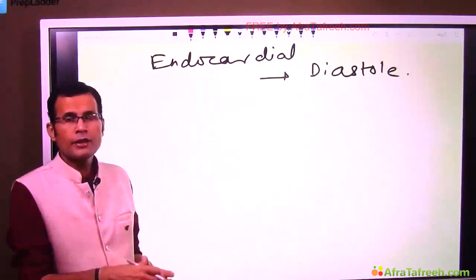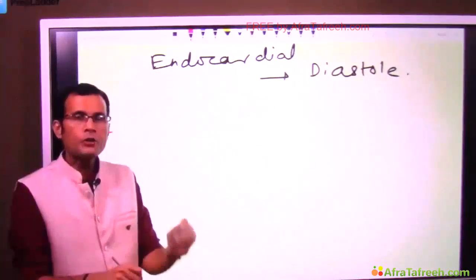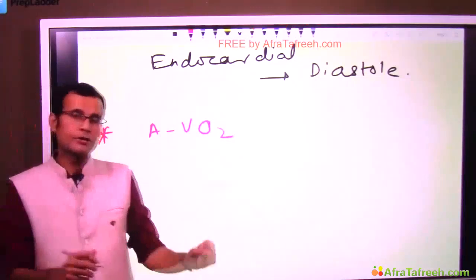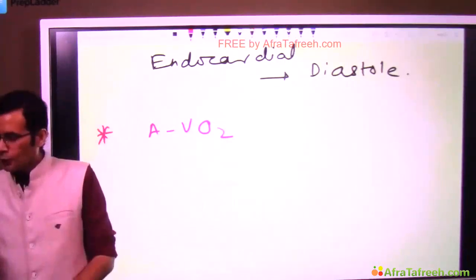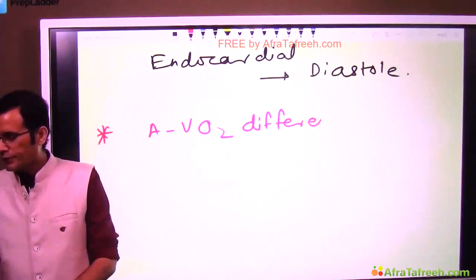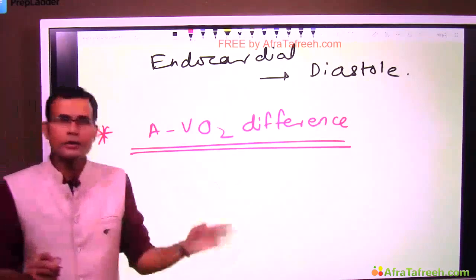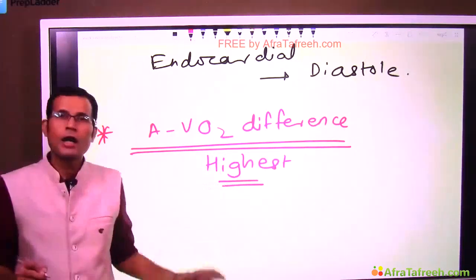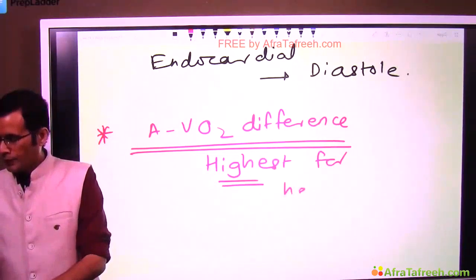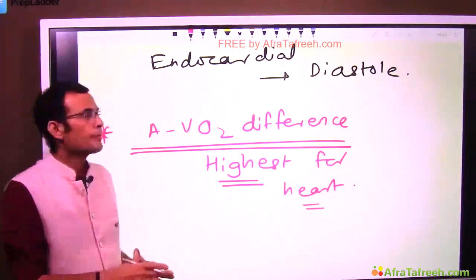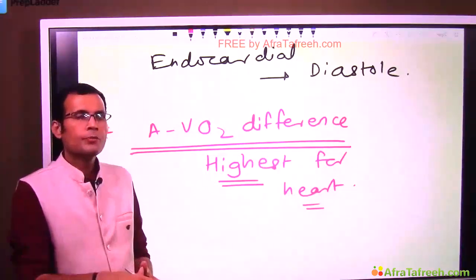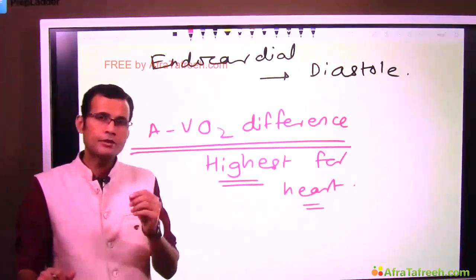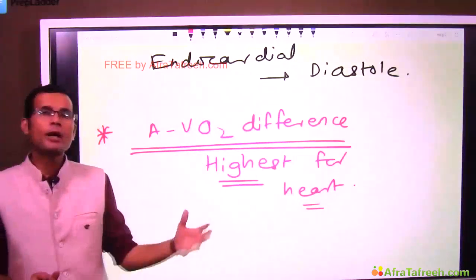Coming to more functional characteristics, another important one: arteriovenous oxygen difference. You will need to concentrate on this particular characteristic. Arteriovenous oxygen difference is highest in the case of the heart. Please remember, let's have a background. What is this arteriovenous oxygen difference? I have already made a mention of this in the respiratory system in the discussion of oxygen. So you can refer to that part again.